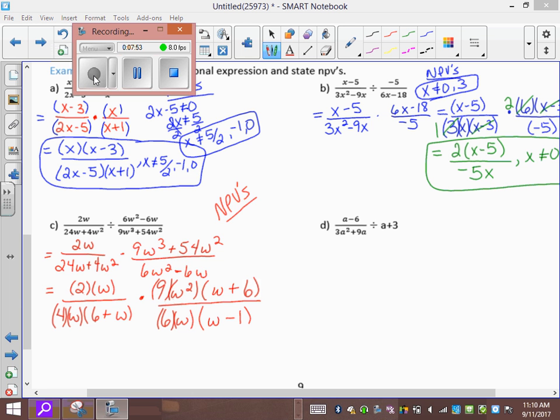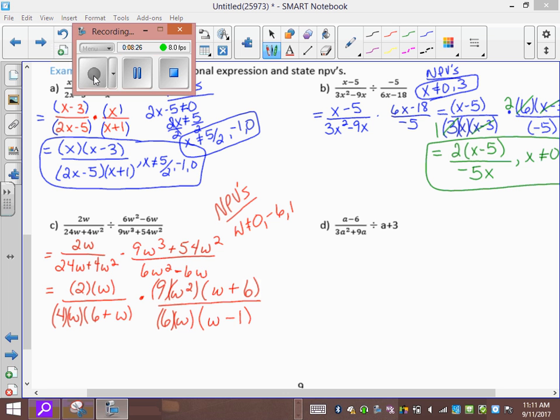So we have to state our NPVs. W cannot equal, what about the 4? Nope. The w? 0. 6 plus w, what would w have to be? Negative 6. The 9? Nothing. W squared gets you 0, which we already stated, so we don't have to state it again. W plus 6 gets you negative 6, which we don't have to state again. 6 gets you nothing. W gets you 0. And then w minus 1, 1.